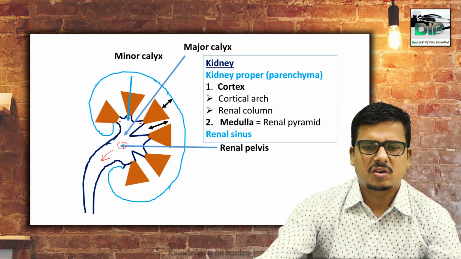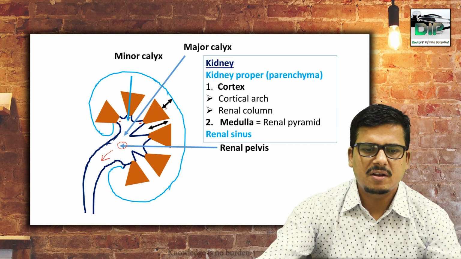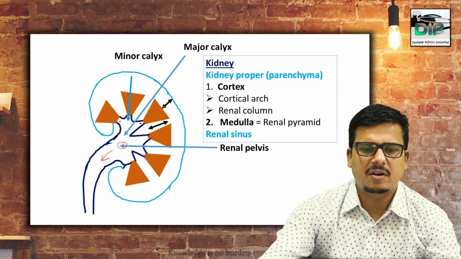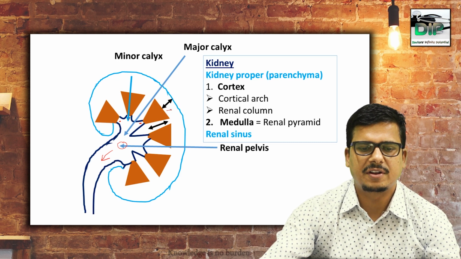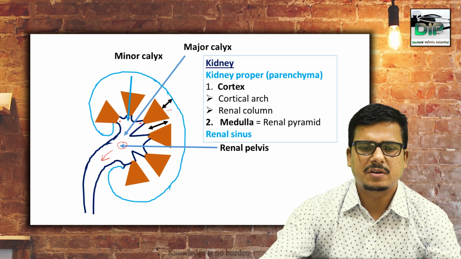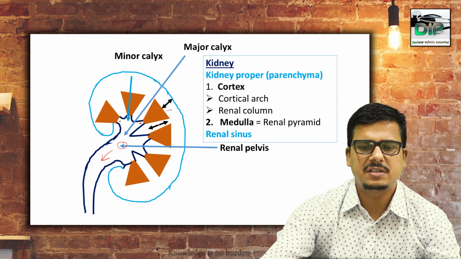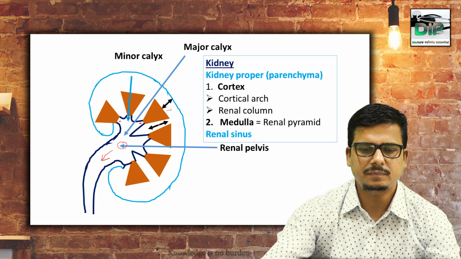Let's talk about the renal cortex. The part of the renal cortex lying between the base of the renal pyramid and the renal capsule is called the cortical arch. This is the cortical arch region, and the part of the cortex lying between two pyramids is called the renal column.